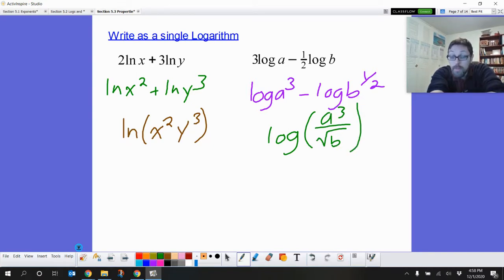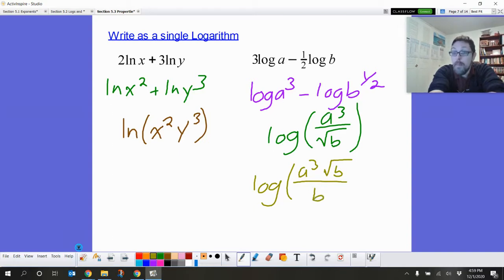Now, hey, remember, we're not allowed to leave square roots in the denominator, so I need to multiply numerator and denominator by the square root of b inside of that logarithm. We end up with log a cubed. A cubed times the square root of b is just b. And the square root of b times the square root of b, b. Done. This is one that the book might write this, but I'd probably take this as well.